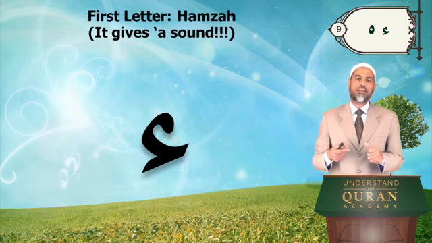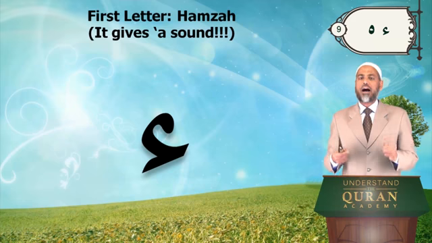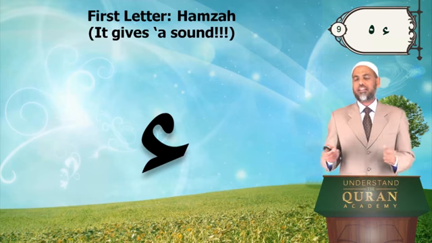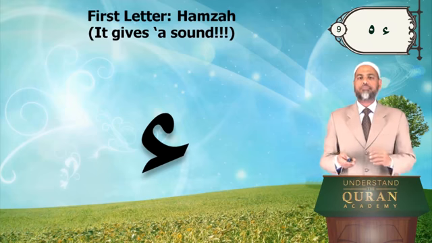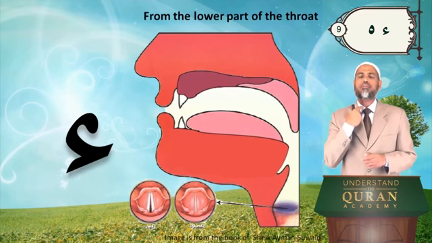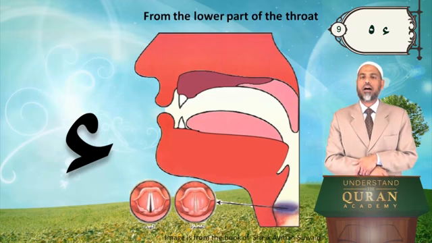If I were to say that with Hamza, I would say I ate an apple. Okay, if I were to say with Hamza. In English, it's okay. I ate an apple is fine. But Hamza means a. How do you say it? From the lower part of the throat. Okay, as you see in the picture, from the lower part of the throat, a.